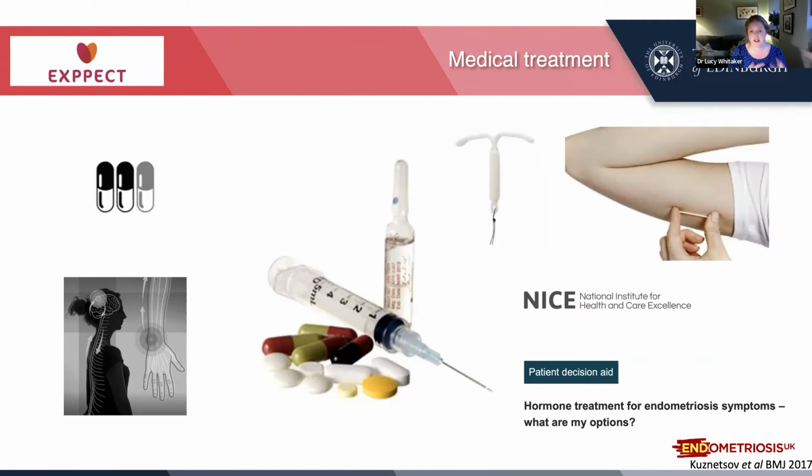So for someone actively seeking to conceive, this is not going to be an appropriate treatment option. And I think that reflects one of the challenges that we have within the medical treatments we have for endometriosis. But I'm going to come back now to neuromodulators.